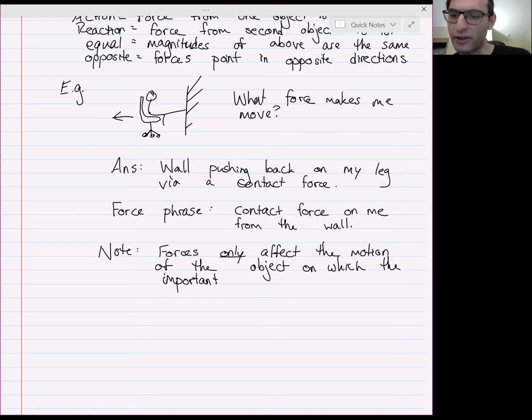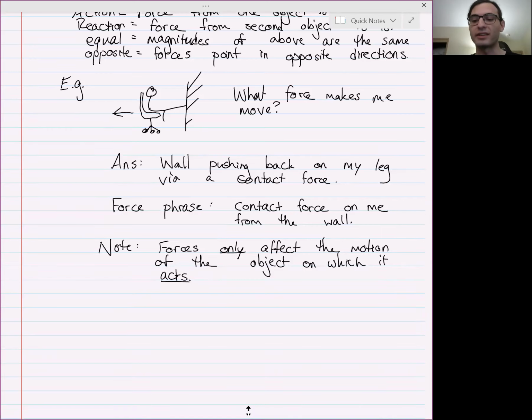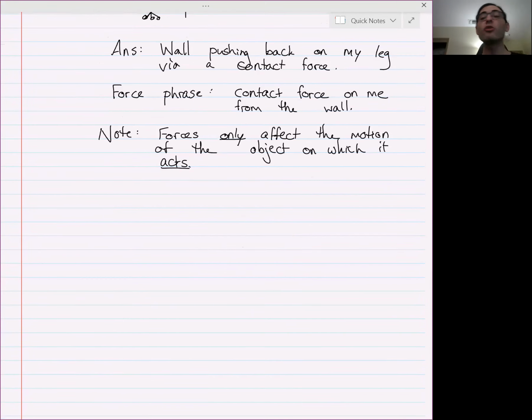Forces affect the motion of the object on which it acts. A force cannot affect the thing that is causing the force. It can inadvertently affect it by, say, producing a reaction force from Newton's third law, but it can't directly affect it. So we call pairs of forces like this, where you have me pushing on the wall and the wall pushing back on me, third law pairs.